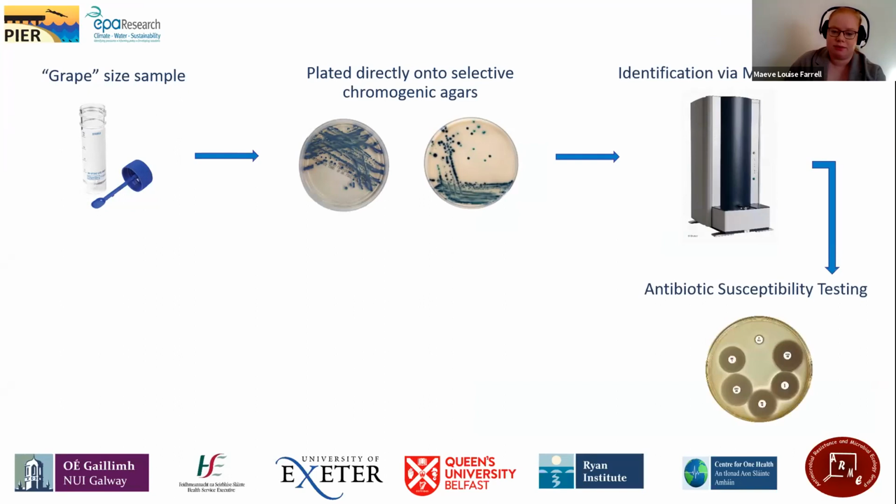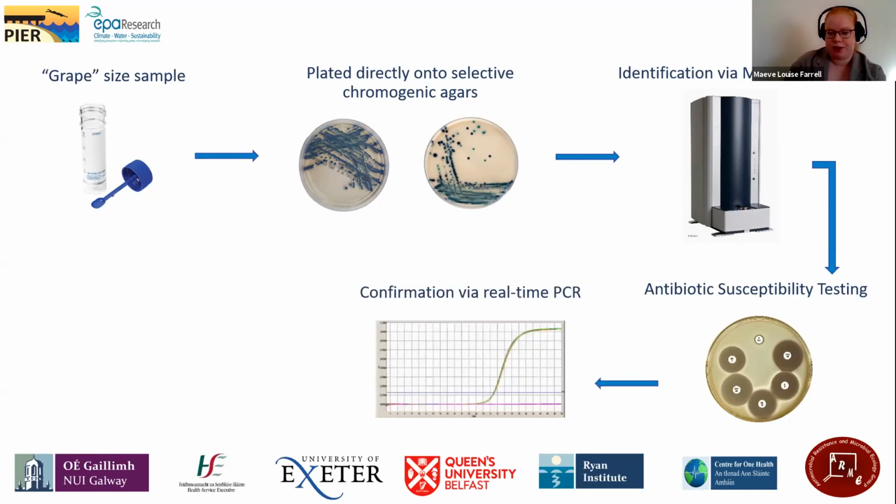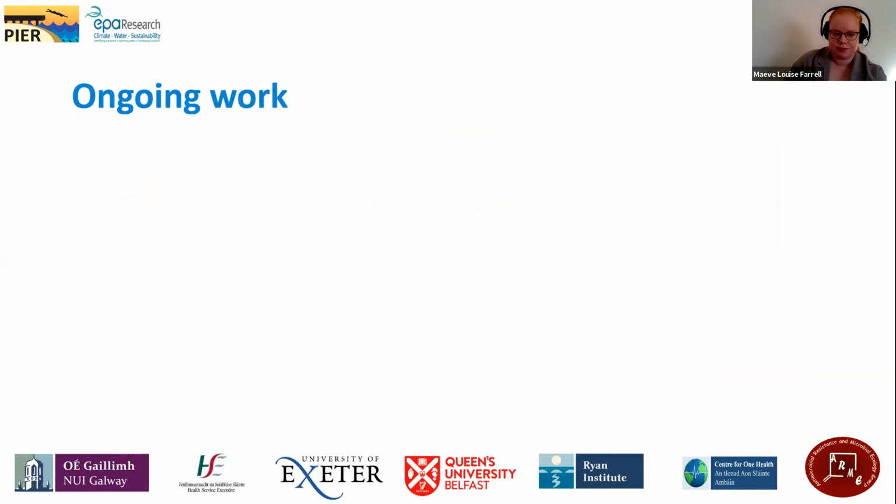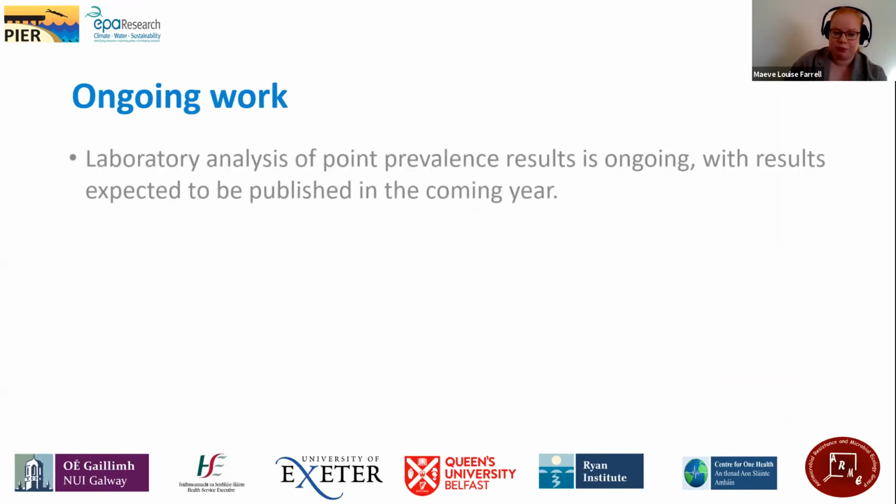We then subject them to antibiotic susceptibility testing against a panel of 16 antibiotics, and anything that we suspect is an ESBL producer or a CPE producer, we then confirm via real-time PCR. We also hope to do whole genome sequencing in the future and to do more analysis on both fecal samples and the organisms detected. So our ongoing work, our point prevalence results are ongoing with the laboratory analysis hoping to conclude soon, and we're hoping to publish these results in the coming year.